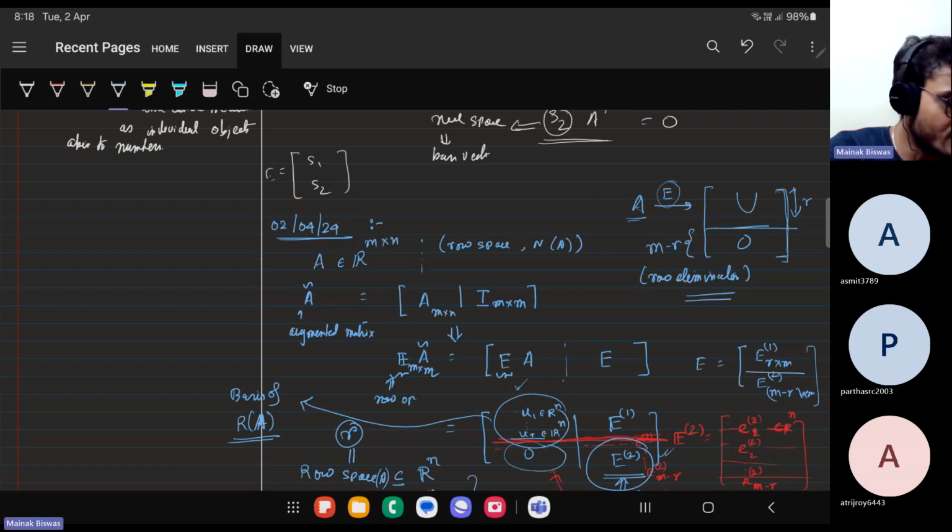So there's no U. I am just saying I am doing row elimination on A, and I get U and 0. So what does it mean? What is the dimension of U? This is simple row reduced echelon form. We did it so many times.